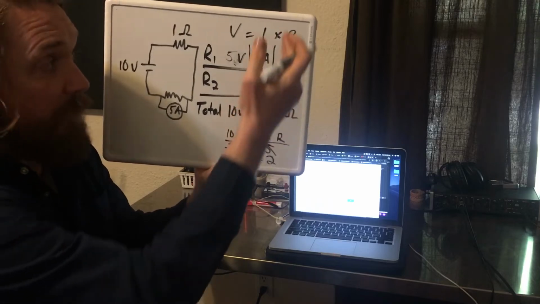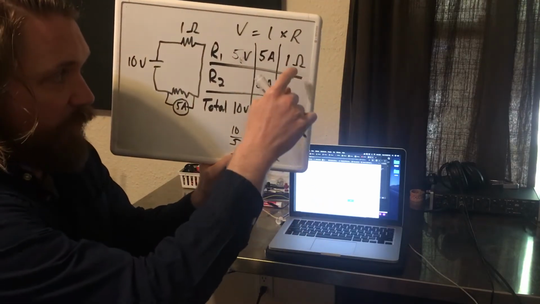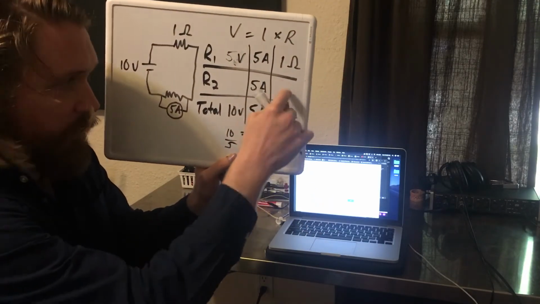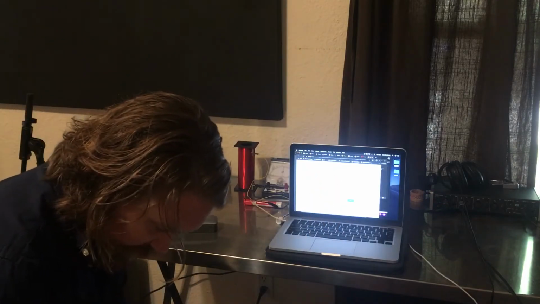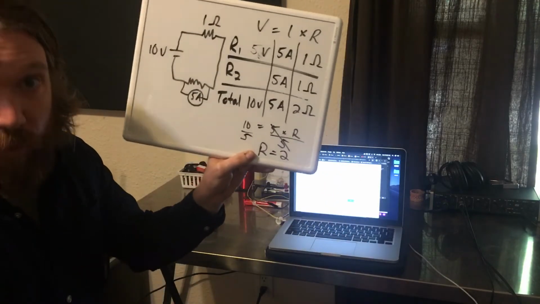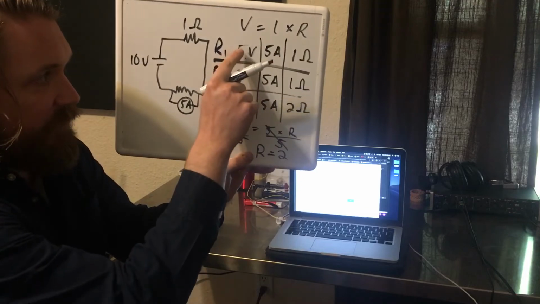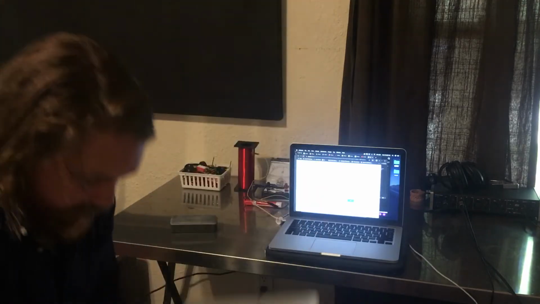I know that my resistances have to add up. So 1 plus blank is 2. You guessed it. This one also has to be 1 ohm of resistance. And I know 5 plus blank equals 10, which means that this has to be 5.